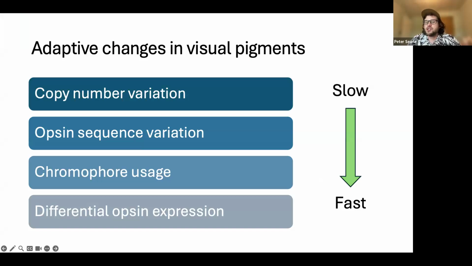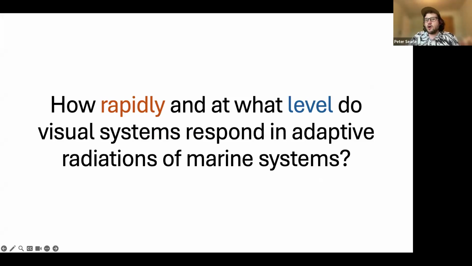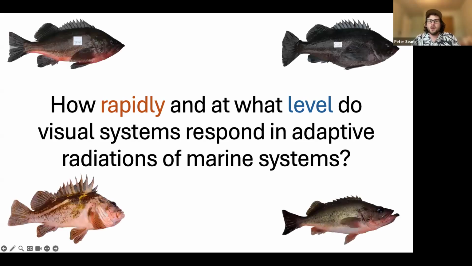In addition, these changes don't necessarily occur on the same evolutionary timescale. Variation at the copy level is often not as rapid as changes in gene expression. Now, although opsin genes have been studied really extensively in adaptive radiations of freshwater fish, there's a lot fewer studies that have looked in marine systems, despite there being plenty of adaptive radiations existing in marine systems. And so for this research, I'm planning on exploring that area further in a group of fish known as rockfish, which is a diverse genus of marine fishes. And I'll talk a little bit more about these in just a second.